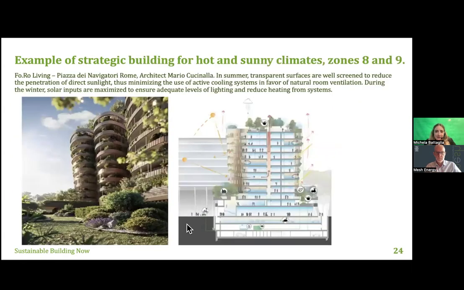This is a case of bioclimatic architecture made by the architect Mario Cucinella. He designed all these balconies in such a way that during the summer, the sun never enters inside the building, but during the winter it does. And he also created openings that allow natural ventilation.